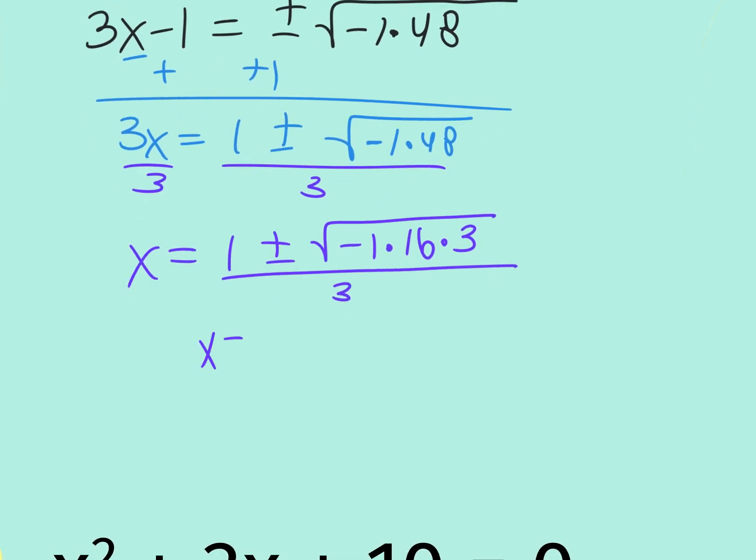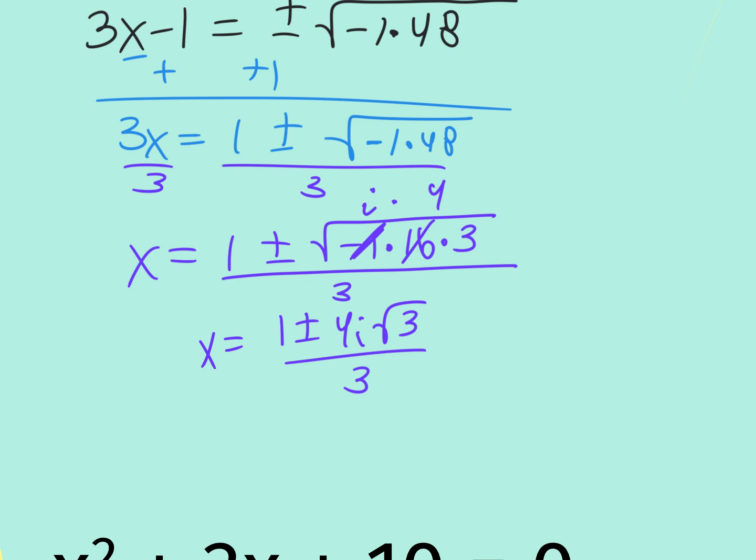So again, we're going to simplify. We have 1 plus or minus. What is the square root of negative 1? i. Good. What is the square root of 16? Perfect. And do we know the square root of 3? Nope. It's just going to stay inside. So what is going to come out in front of my radical? 4i. I have the square root of 3 over 3.